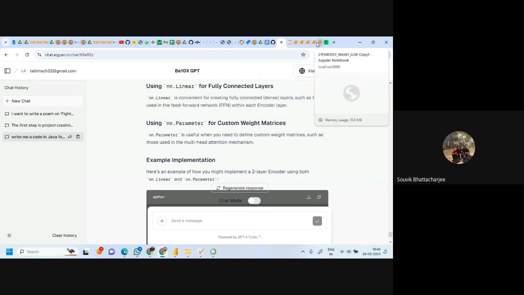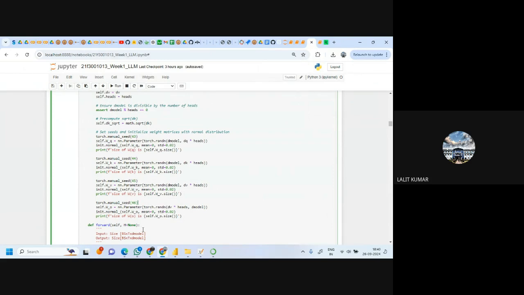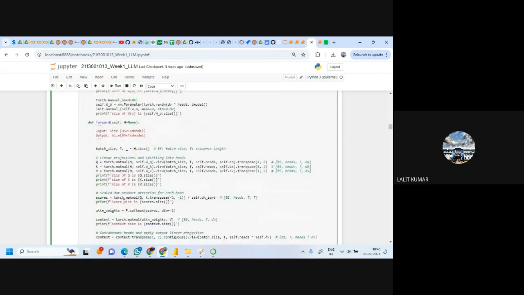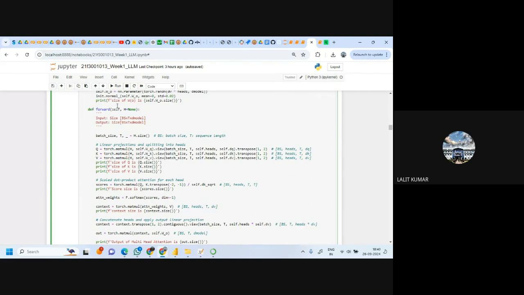So basically, MHA, parameters: when you want to make it more parameterized, since MHAs are not that linear, that's why you use parameter rather than linear. But this is the MHA we have defined, and then we define forward.